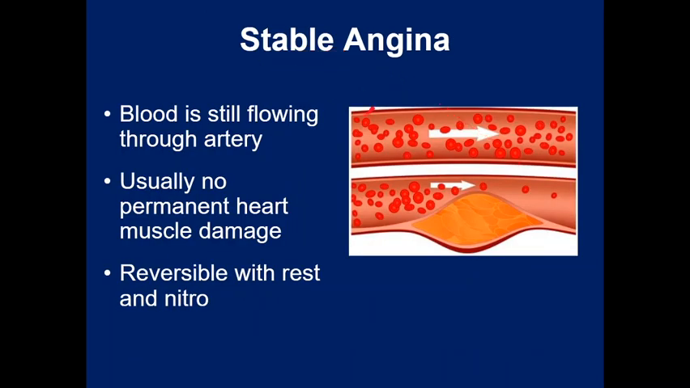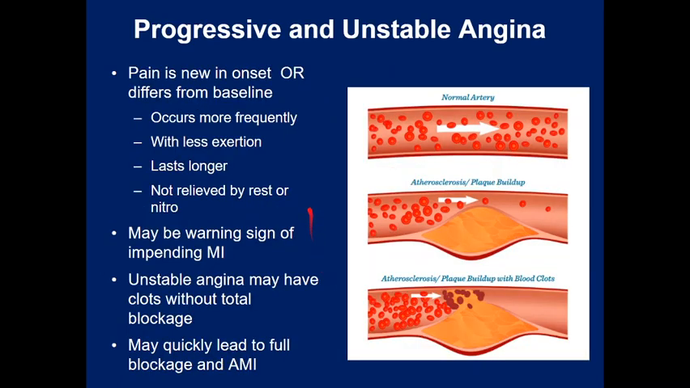So stable angina, also angina pectoris: blood flow is still going, it's just diminished, and it's reversible. But it can progress. As we go from one end of the spectrum, we can get unstable angina, where it differs from the patient's baseline. Maybe it's occurring more frequently, they don't have to exert as much, it's lasting longer, it's not relieved. This is a warning sign. Some people may chronically have angina, but if it's getting worse, it could be unstable, it's progressing.